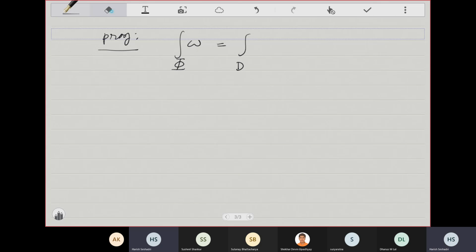Before that, as usual, every proof involving differential forms involves saying that it's enough to prove it for a special class of differential forms. Here too, it is this. So enough to check, enough to prove this for a basic form.